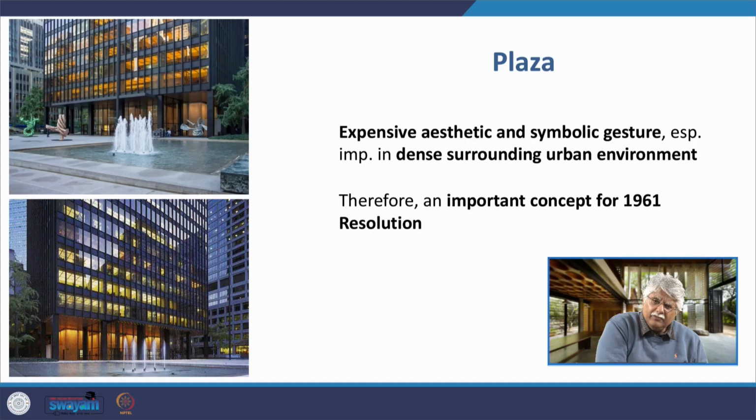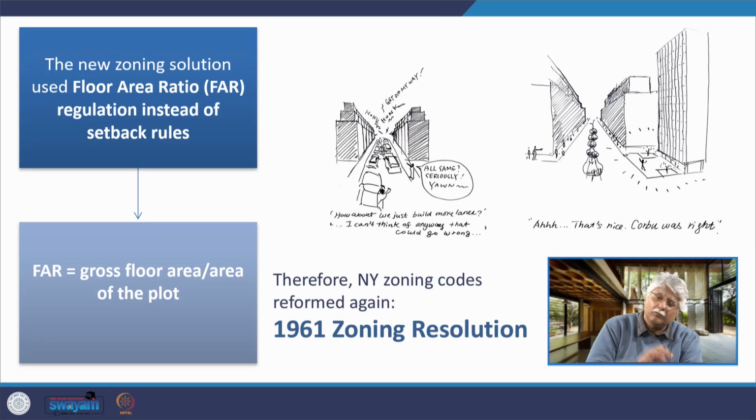Now, I have just described the plaza of the Seagram building, and this became a very important backdrop for the 1961 zoning resolution. Very easy to remember, 1916 and the reverse, 1961. The 1916 zoning resolution led to the setback skyscrapers, and then came the 1961 zoning resolution. What was it? It was about defining what came to be commonly known today as FAR, floor area ratio, and that is the gross floor area of the building divided by the area of the plot on which it is sited.